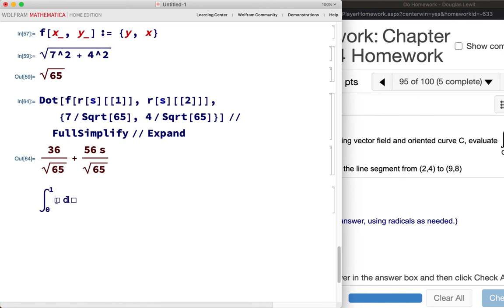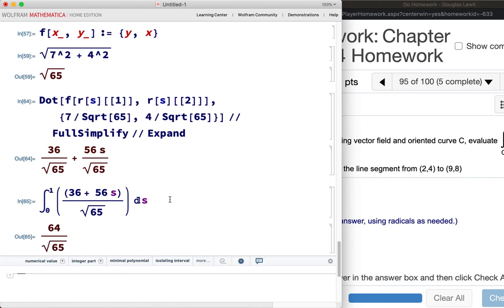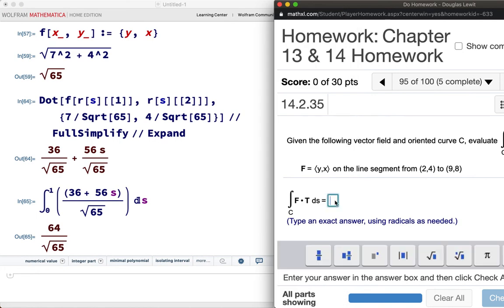And this is going to be 36 plus 56 times s, divided by the square root of 65. So 36 plus 56s divided by the square root of 65, integrating with respect to s, and that's going to be 64 divided by the square root of 65.